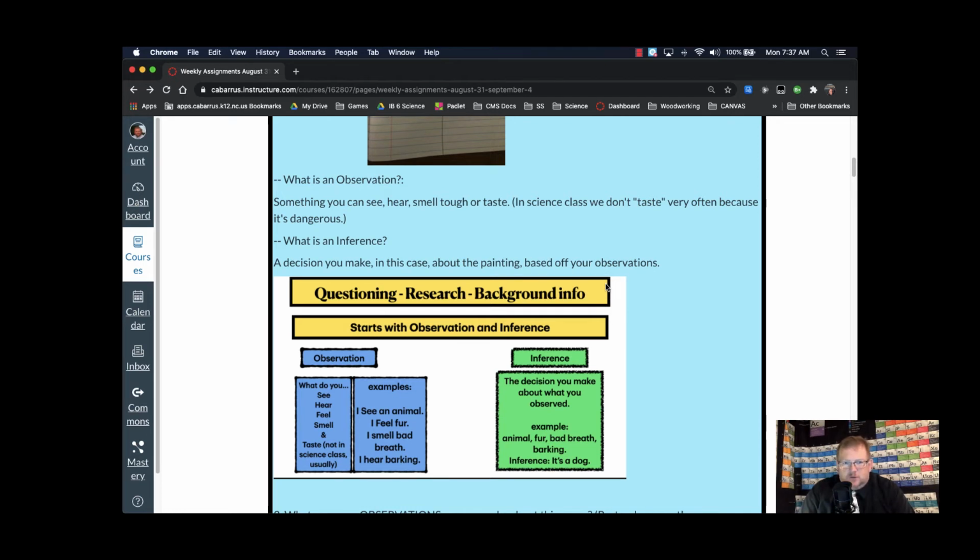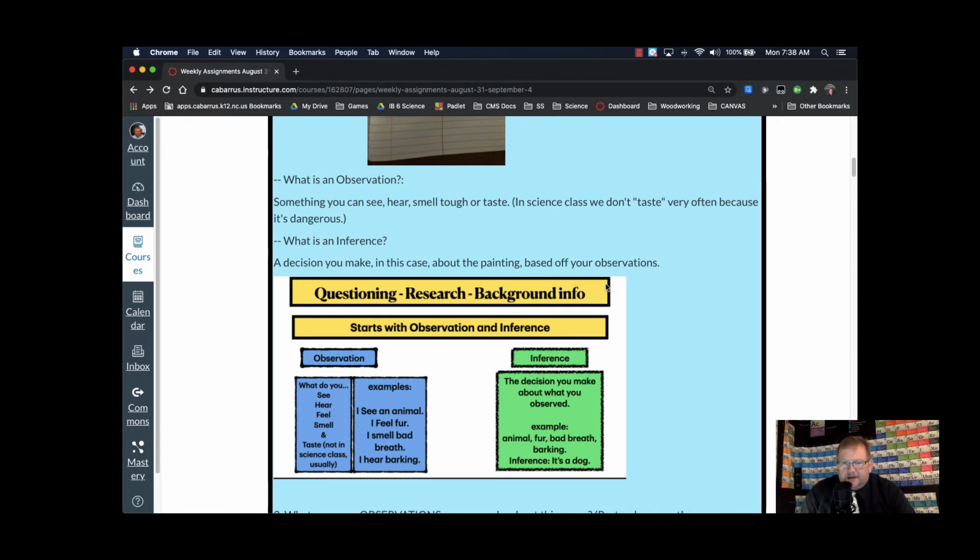So an observation, what do you see, hear, feel, smell, taste? Okay, so examples, I see an animal. I feel fur. I smell bad breath. I hear barking. Those are observations that I've made. Okay. So that's observation. Now, if we talk about inference, inference is a decision you make. In the case of what we're getting ready to do, it's about the painting that we're looking at. A decision you make about the painting based off of the observations.